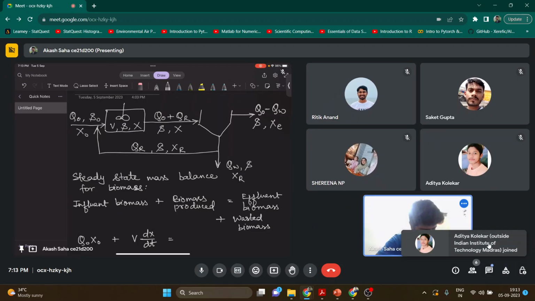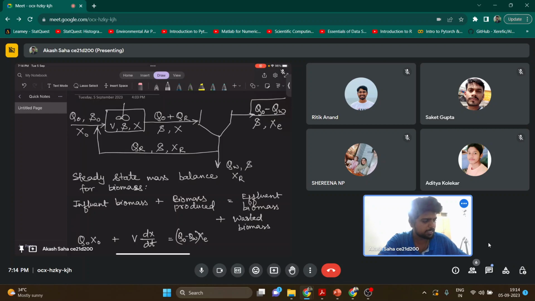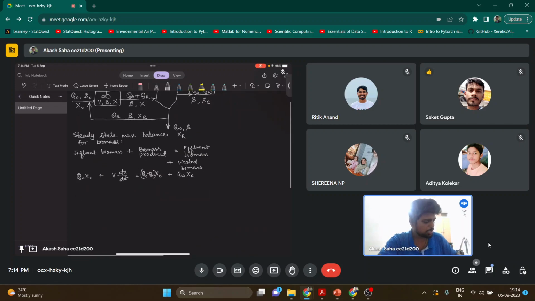So what will be my effluent biomass? We know that the biomass coming out from the system is Xc. So we will multiply with the corresponding flow rate, that is Q naught minus QW, what we have seen here. So it will be Q naught minus QW into Xc, plus whatever is wasted, it will be QW into XR. So is it clear? The mass balance equation for this biomass. Saket, is it clear now? Okay.